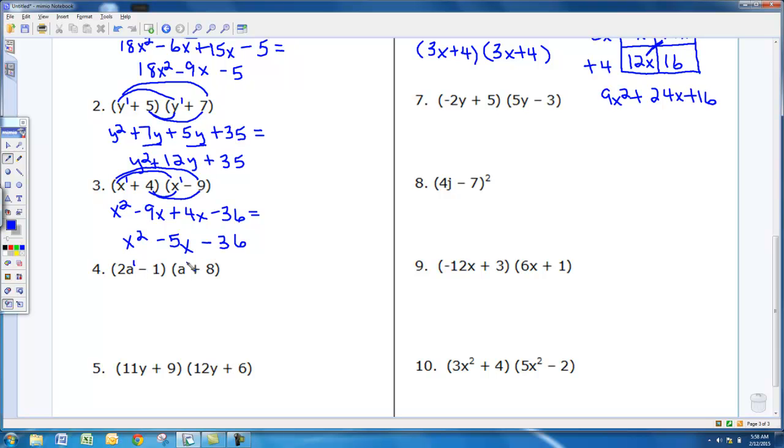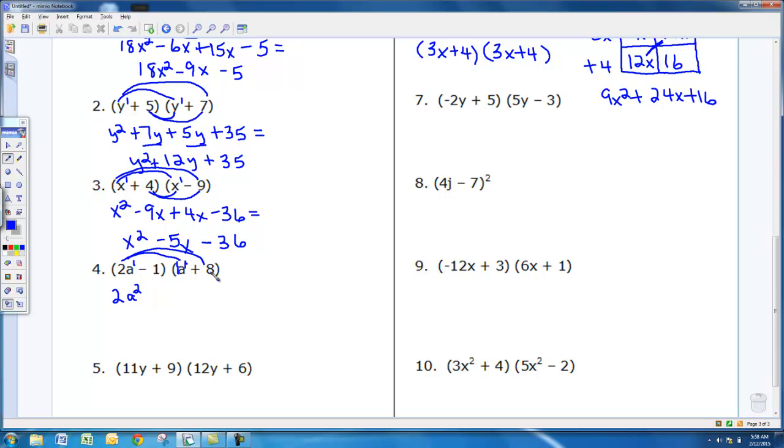Put the 1 on your variables. Okay, so this time we're doing 2a times a. Well, we know we have to multiply the coefficients, so let's put a coefficient on this one. 2 times 1 is 2. A times a is a to the second. So that's first. Now let's go to outer.